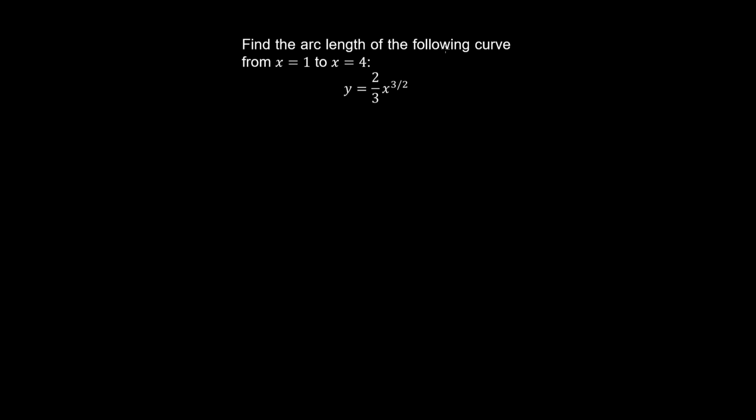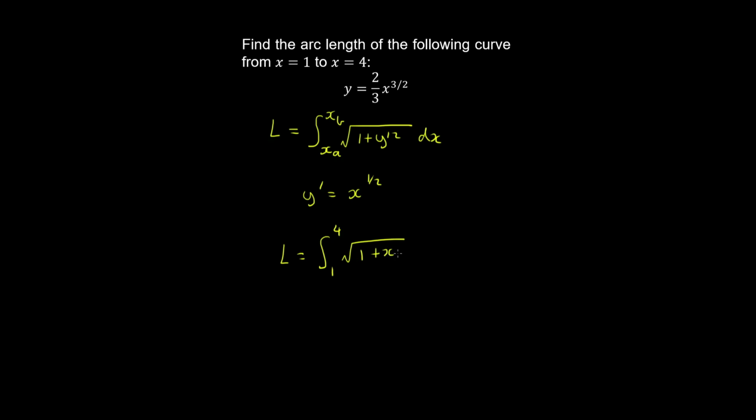Let's find the arc length of the following curve from x equals 1 to x equals 4. So we're integrating over x, so we use the following arc length integral. Now the derivative y dash is equal to x to the 1/2. So therefore the arc length is equal to the integral from x equals 1 to x equals 4 of the square root of 1 plus x to the half squared, which is 1 plus x, with respect to x. And now you can easily evaluate this integral and post your answer in the comments.